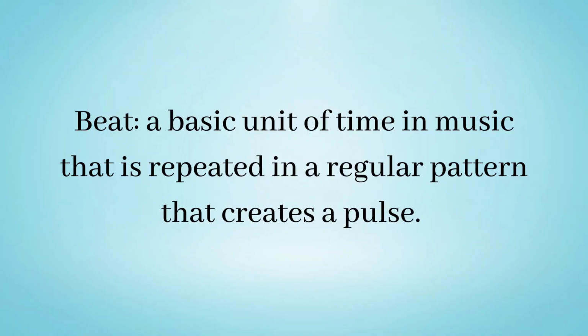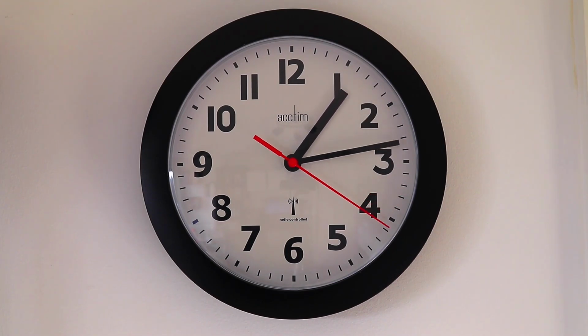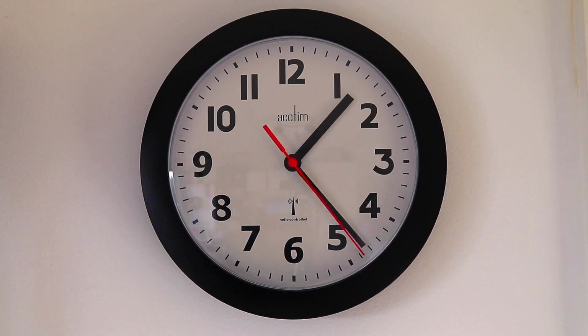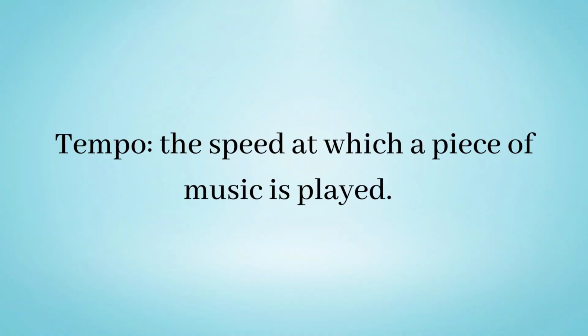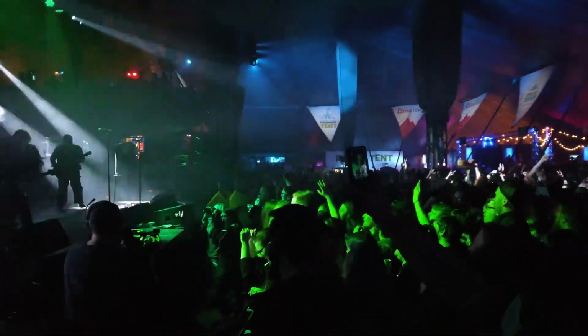It's simply a basic unit of time that is repeated in a regular pattern that creates a pulse, sort of like a clock. And also, we need a tempo, and tempo is nothing but the speed at which a piece of music is being played. So without these two elements, there'd be no way in the world we could go to our favorite concert and be able to jump up and down in sync and headbang. So let's jump right into the lesson and talk about this in more detail.